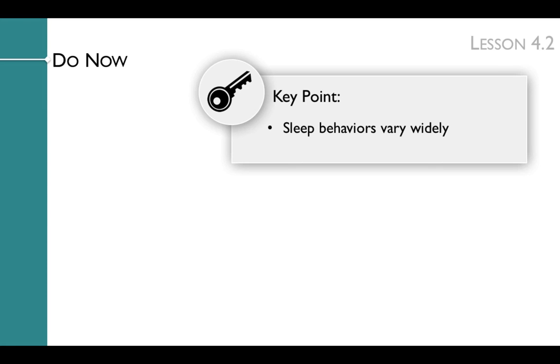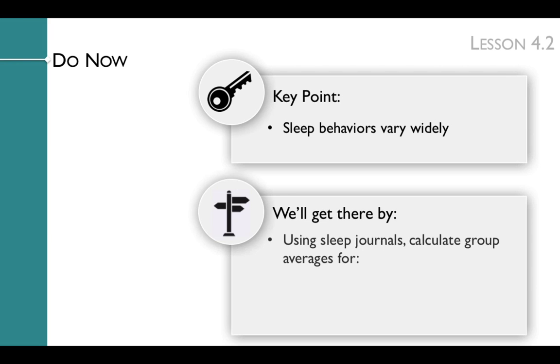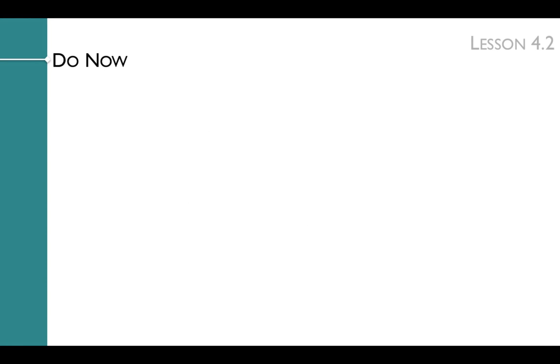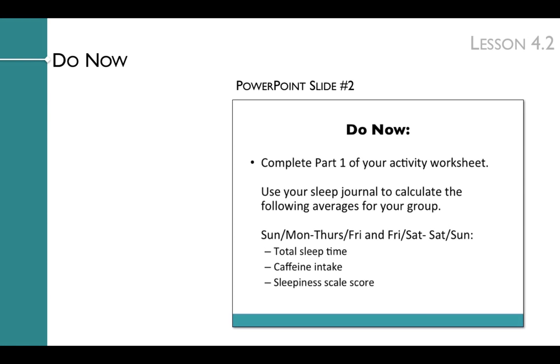The key point of the lessons due now is that sleep behaviors vary widely. We'll get to this key point by using sleep journals and calculating group averages for total sleep time, caffeine intake, and sleepiness scale score. You'll give students a copy of the activity worksheet that guides them through today's lesson, and in the Do Now, have them complete Part 1 of that worksheet. Part 1 instructs students to form groups and use their sleep journals to calculate the weekday and weekend averages for the group's total sleep time, caffeine intake, and sleepiness scale score.